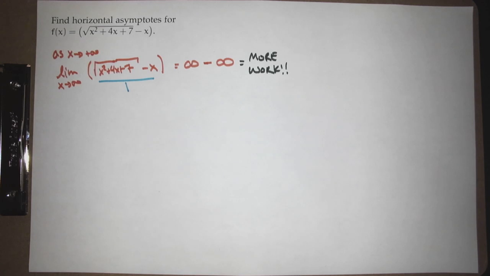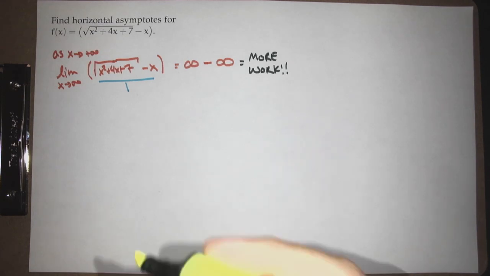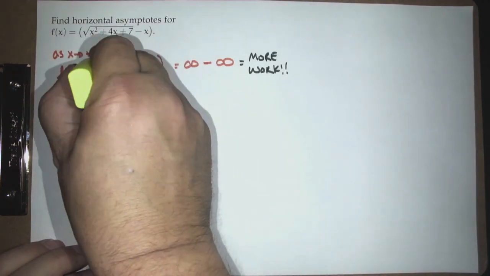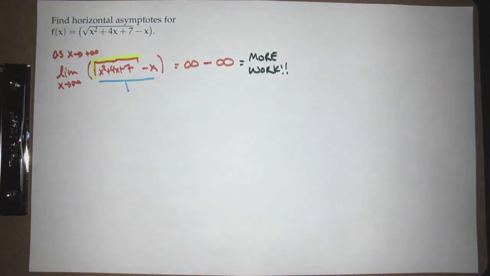But there's a clue built into this problem. I don't know if you noticed it, but I saw something. It was this square root. When you see square roots, what does that suggest? Conjugation. Yeah, good stuff. Conjugation. All right, so let's do the conjugation.